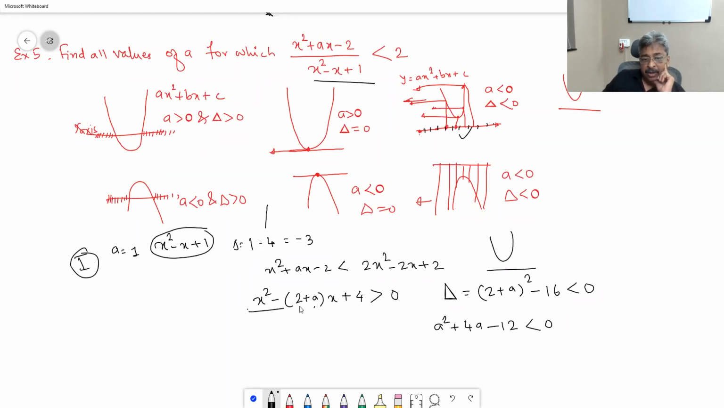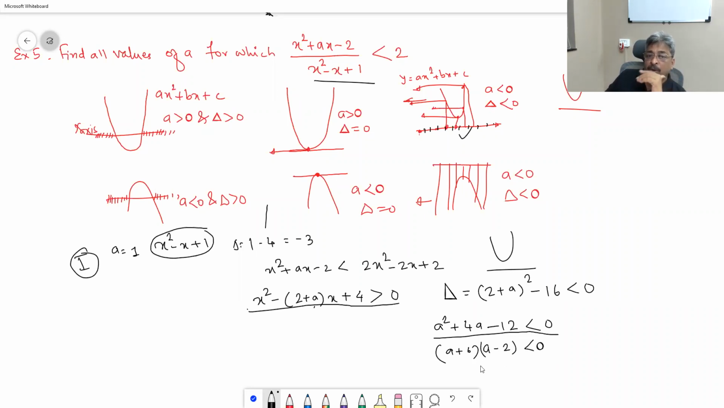We ended up getting a quadratic inequality. We want to solve this quadratic inequality for finding out values of a. We ended up with one more quadratic equation, and we are supposed to solve this now for values of a. So a square plus 4a minus 12 should always be less than 0. So (a plus 6)(a minus 2) should be less than 0.